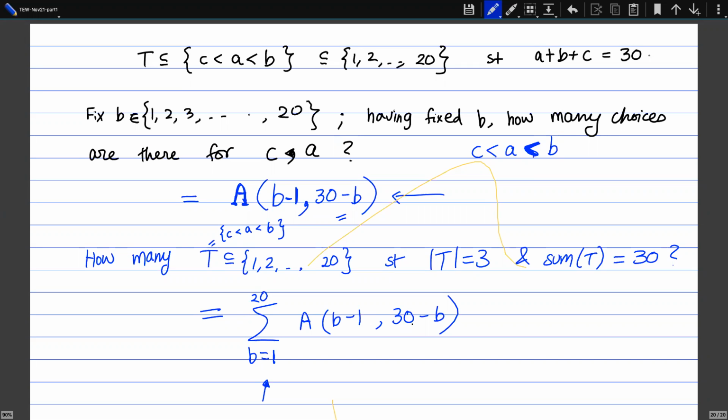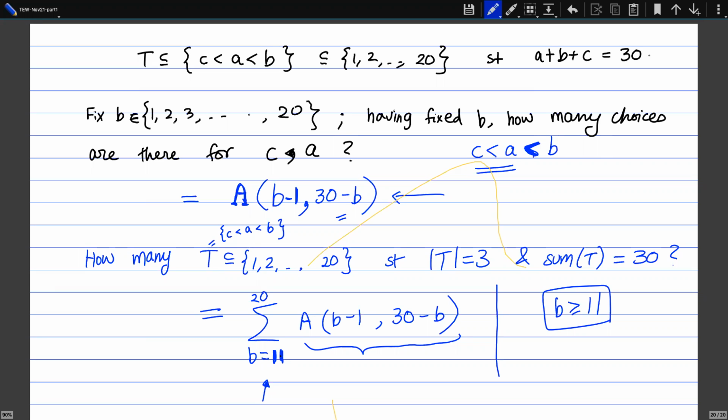No, B can't be too small. That's right. Sorry, and it's not too large. Absolutely. So what's the smallest possible value of B for which we'll get a non-zero answer? C and A are smaller than B, right? So 9, 10, 11, B is at least 11. If B is smaller than 11, you're not going to be able to find an answer. So this contribution will actually be zero if B is 10 or smaller. So I could change the summation and write B equals 11 to 20 if I wanted. That will be the same answer.